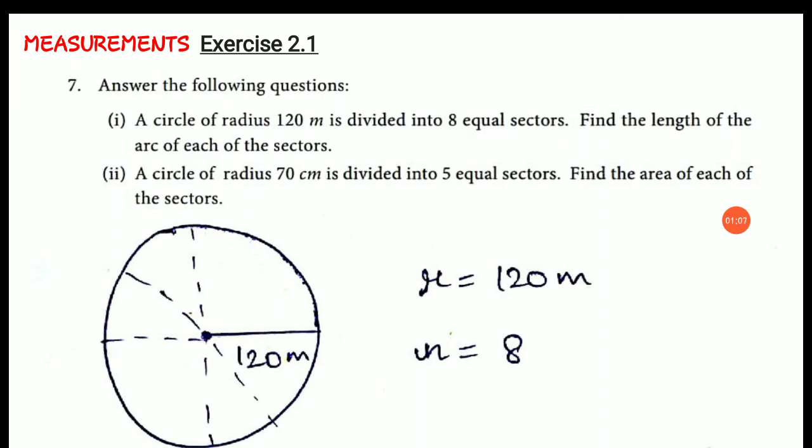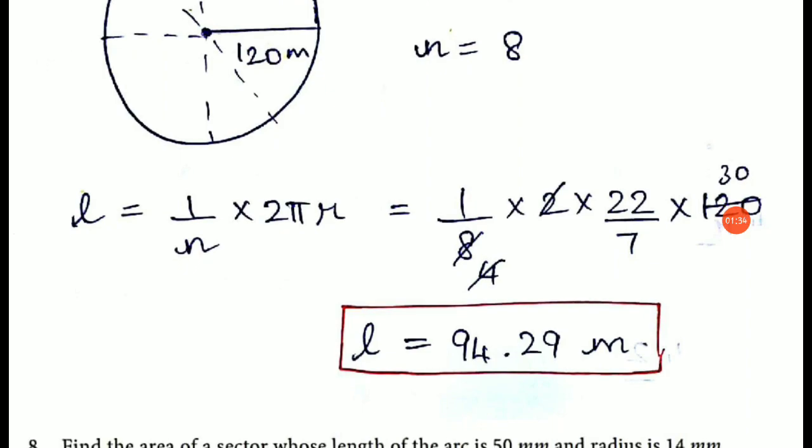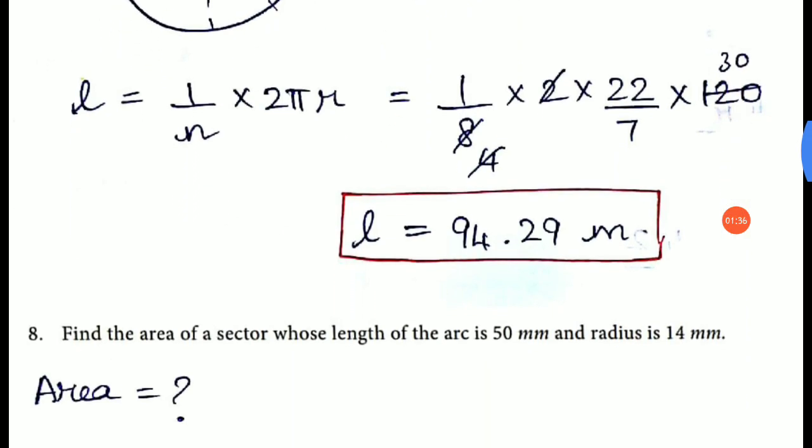Shall we solve, children? Now, L is equal to 1 by n into 2 pi r. So, we are going to substitute the value of n. N is equal to 8. And then 2 into pi value is given as 22 by 7. And then r value, radius is 120. Then you can start to simplify and L value is derived. This is the value of L. Now, shall we move on to the next question?